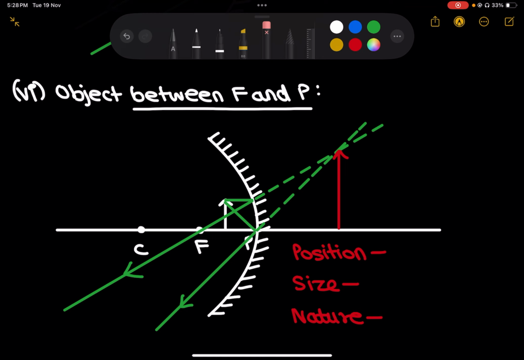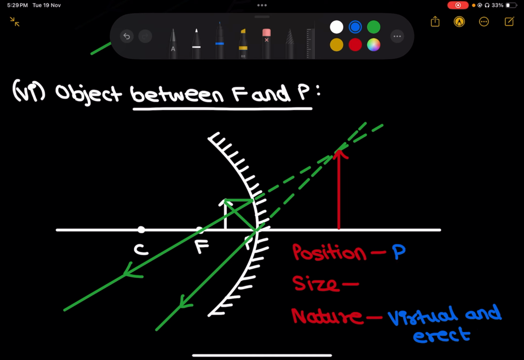Okay, so after tracing them back, we get the image, but we get it behind the mirror, right? So the image is formed behind the mirror. So what does that mean? It is virtual. So the nature of the image is virtual, okay? And it is erect. Obviously, it is not inverted, right? So the nature is virtual and erect.